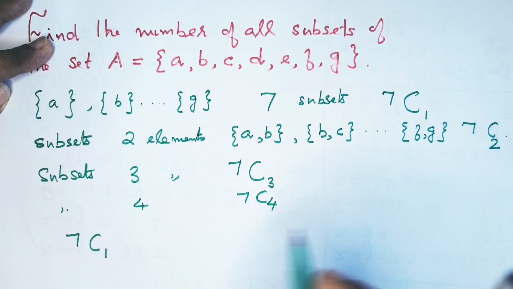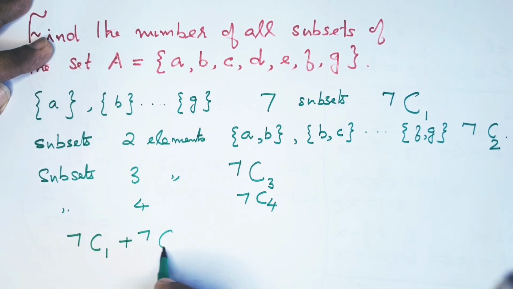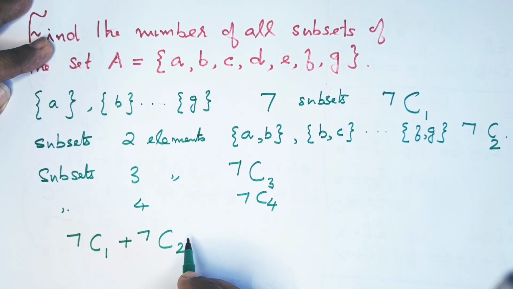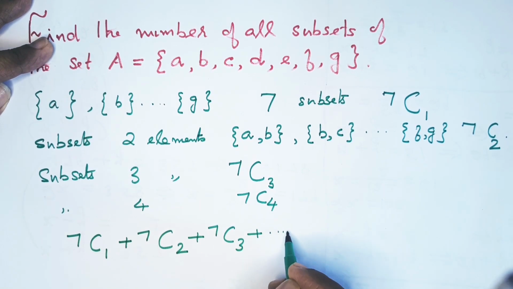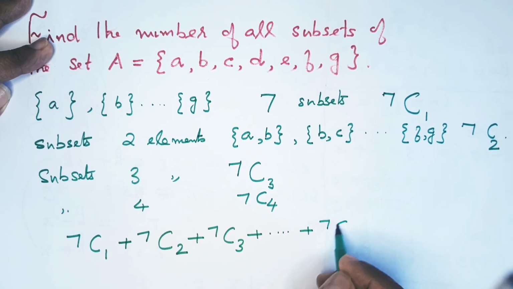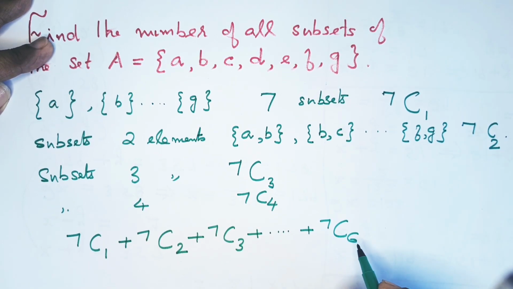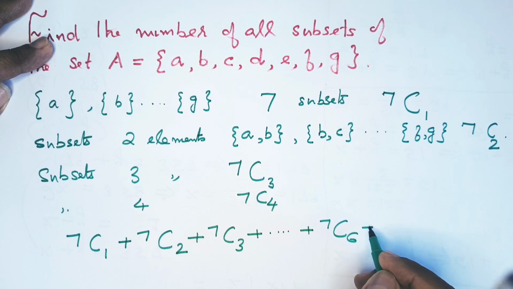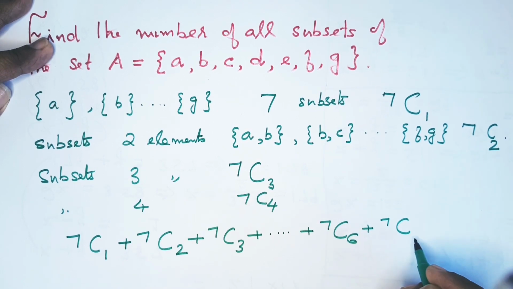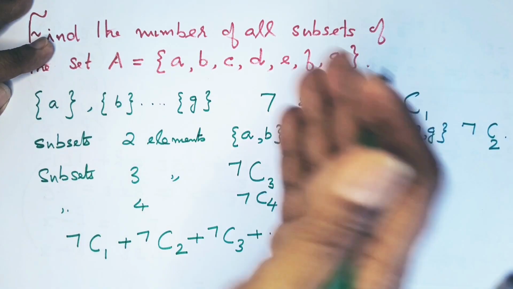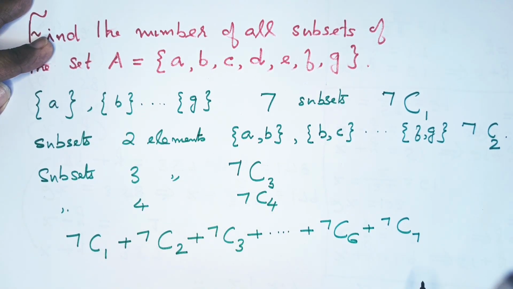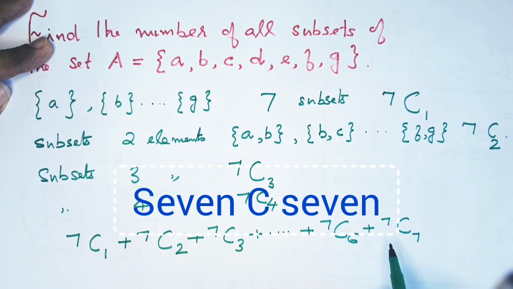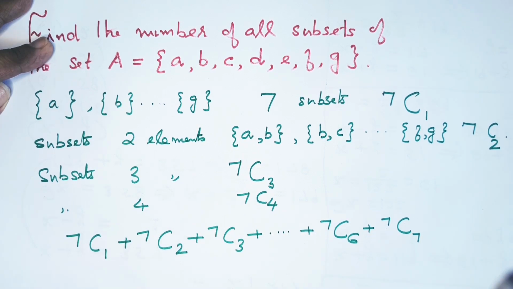If you continue this process, you can see that 7C1 will be the number of subsets containing 1 element, and let me total up all of them. Then 7C2 will be the number of subsets containing 2 elements, 7C3 the number of subsets containing 3, and it goes all the way. See, 7C6 will represent subsets containing 6 elements, and the last one in which you have all the elements chosen, that is nothing but the given set itself, and it's represented by 7C7. There is only one subset containing all the elements.